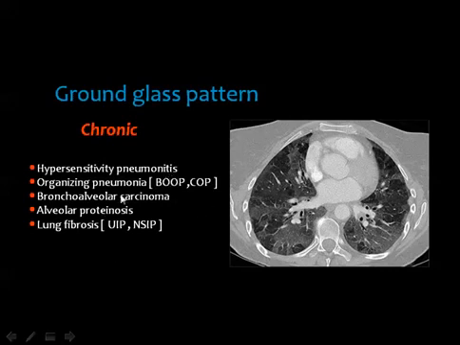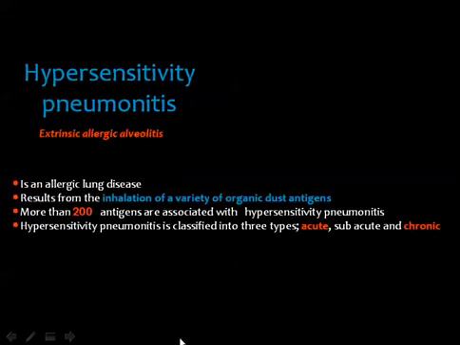Hypersensitivity pneumonitis, organizing pneumonia, previously known as BOOP, bronchoalveolar carcinoma, and alveolar proteinosis. And you remember the ground glass pattern was present in usual interstitial pneumonia and also in non-specific interstitial pneumonia. We start with hypersensitivity pneumonitis, which is one of the chronic diseases that produce a ground glass pattern. This is a reaction in the lung in response to inhalation of a variety of organic dust antigens.